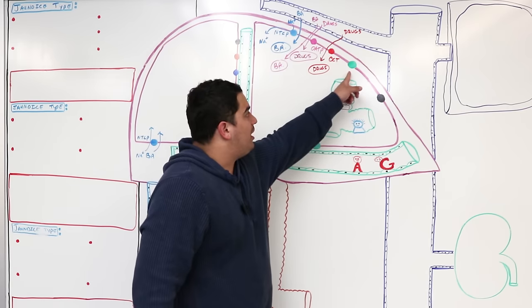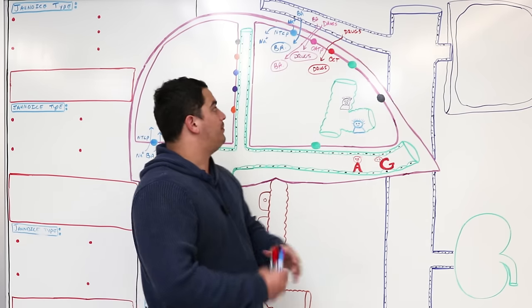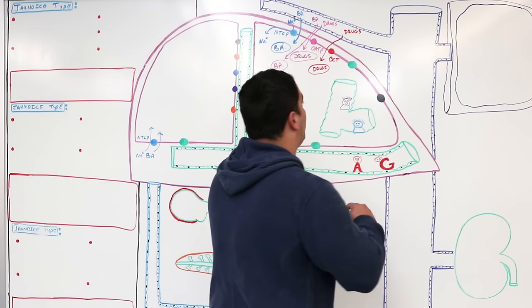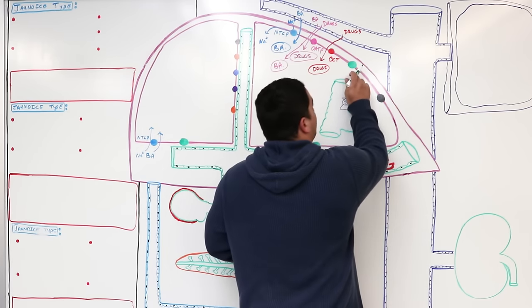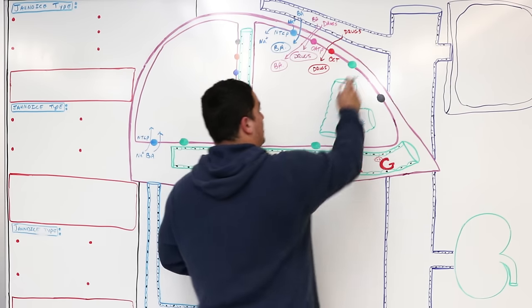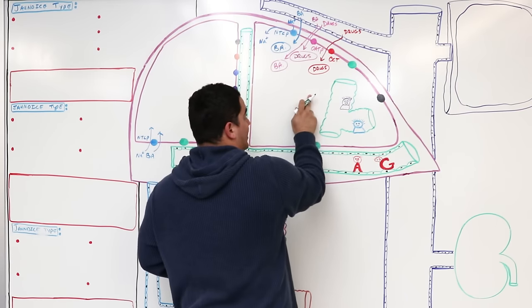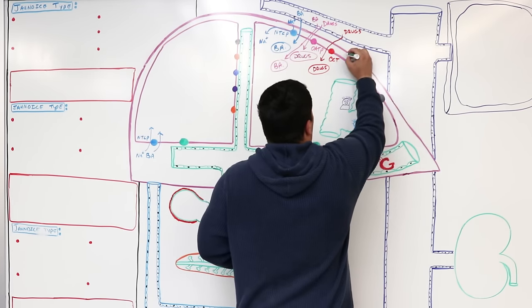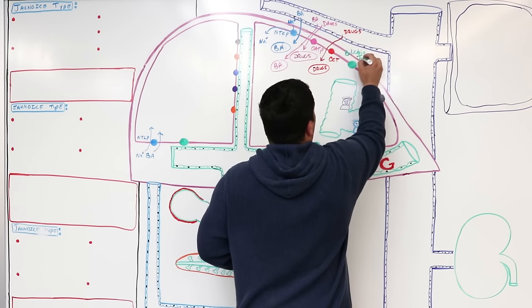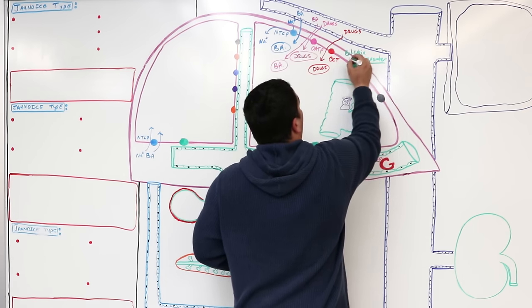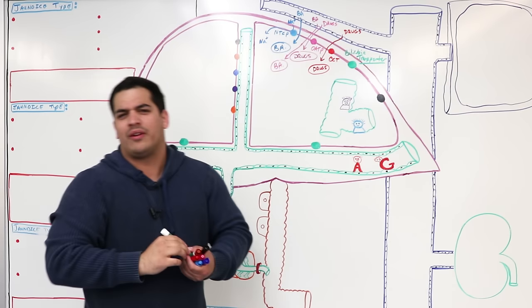One more that is really important. You can't forget this one. Okay, this one right here, super important. This is responsible for bringing bilirubin into the cell. So this right here is a bilirubin transporter. So let's write here, bilirubin transporter.